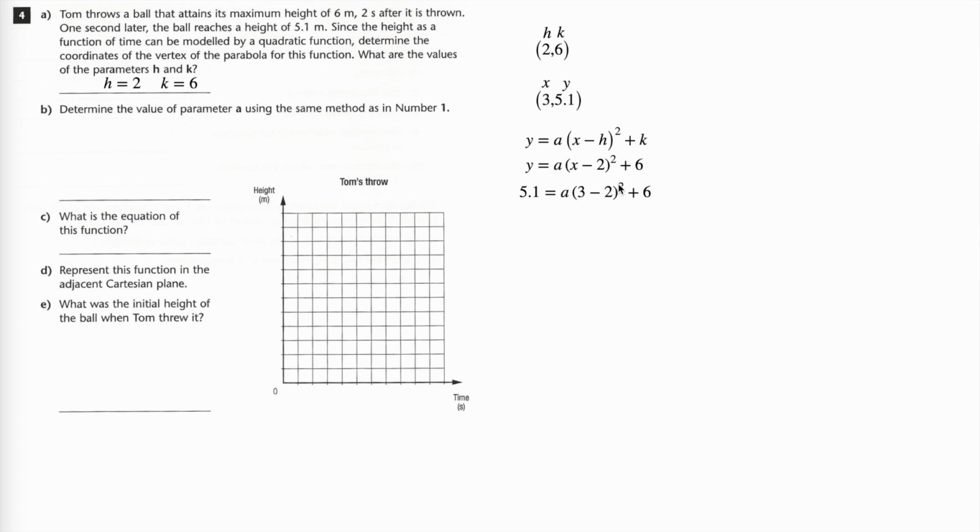1 squared is 1. So we have 1a plus 6. I'm going to subtract 6 from both sides. That gives me negative 0.9 is equal to a. What is parameter a? Negative 0.9 is parameter a.